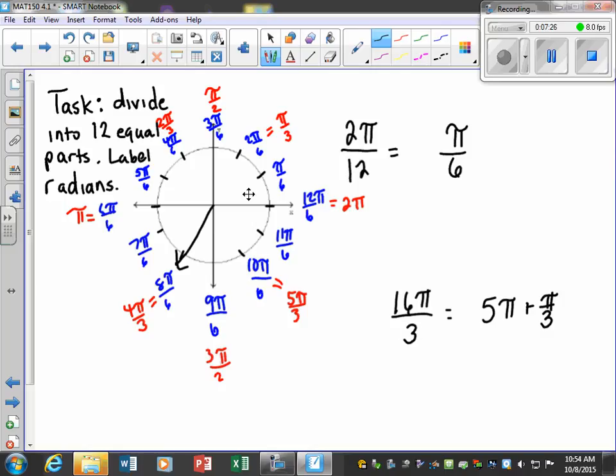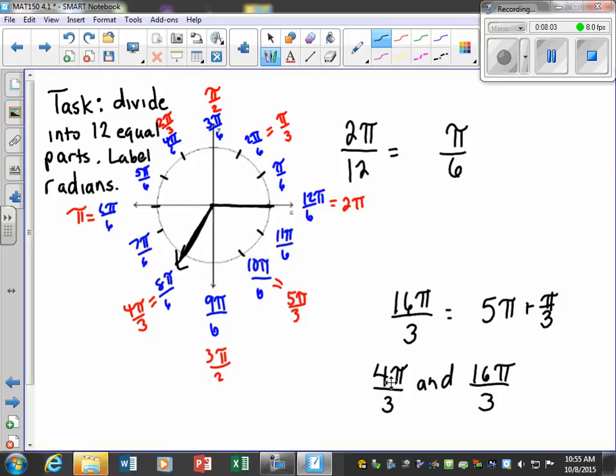So basically that would take us around 5 pi times. So 1, 2, 3, 4, 5, and then another pi third. So we could put it right here. Coterminal is where it starts and stops. So my initial side and the terminal side land in the same place. So basically 4 pi over 3 and 16 pi over 3. So from the last page, 4 pi over 3 and 16 pi over 3 are coterminal because their initial sides are the same and their terminal sides are the same.